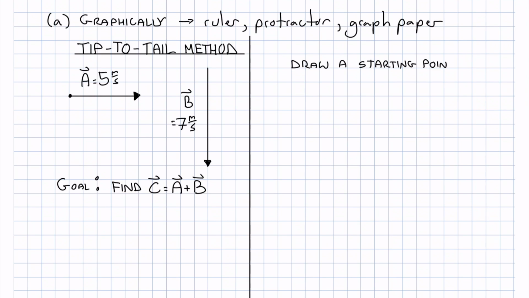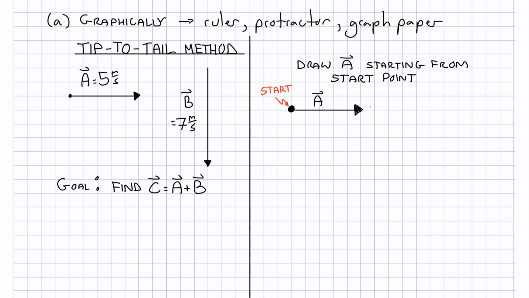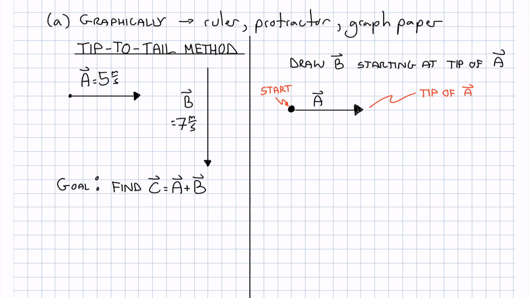The first step is to define a starting point. The second step is to draw vector A, the first vector, starting at the start point. And I can now define the tip of vector A. The next step is to draw vector B, the next vector we're adding to the first one. And we do that by putting the tail of B on the tip of A. So basically you draw B, but starting from the tip of A, hence the idea of tip to tail.